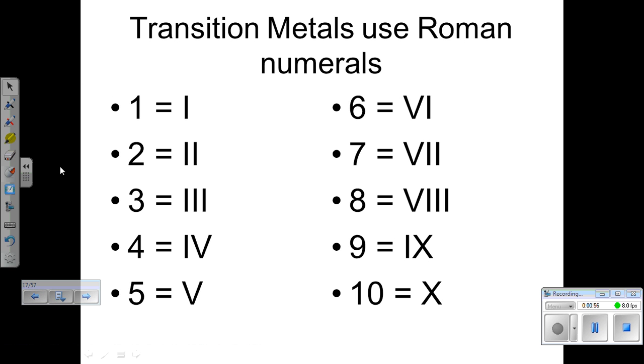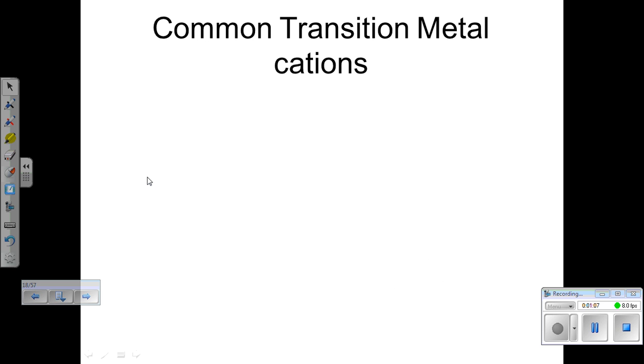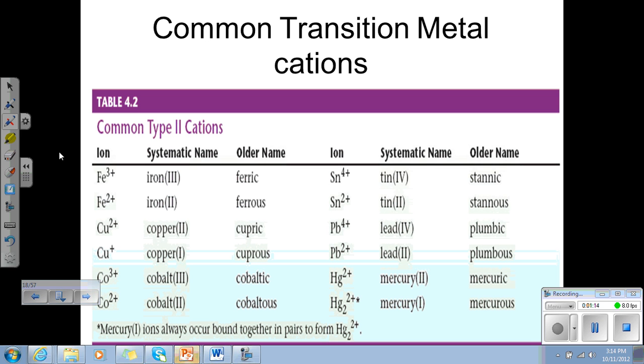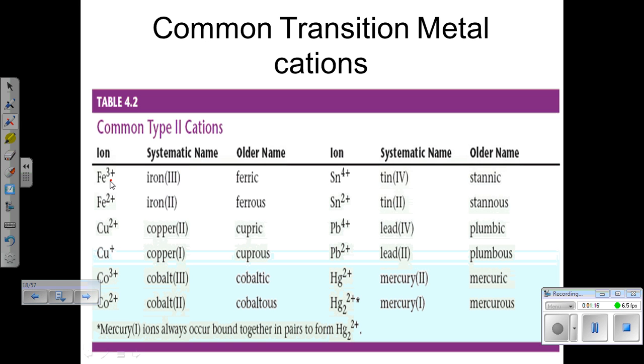Okay, so pause the tape now. You can jot down what these Roman numerals are. So 1 equals I, 2 equals double I. You can just pause this and jot those down. So I'm going to go ahead. Common transitional metal cations, here they are. You might notice, if I grab my pen here really quick, we have iron plus 3, okay? If I want to convert that into a name, I'll have iron with a Roman numeral 3. If I have iron plus 2, I have a Roman numeral 2.